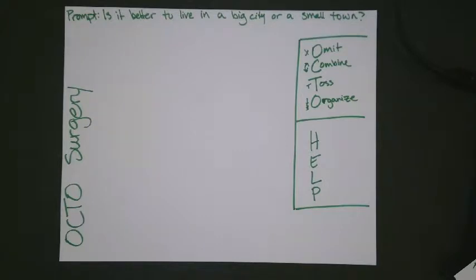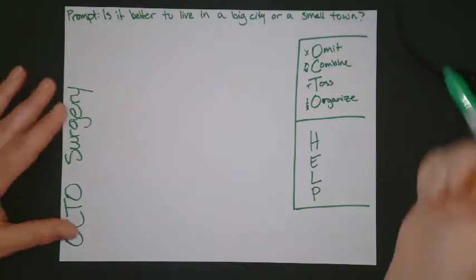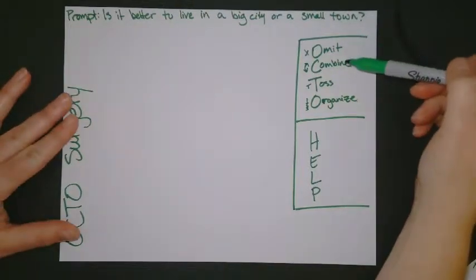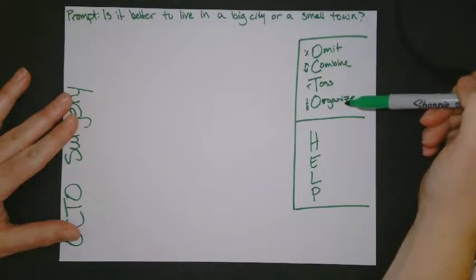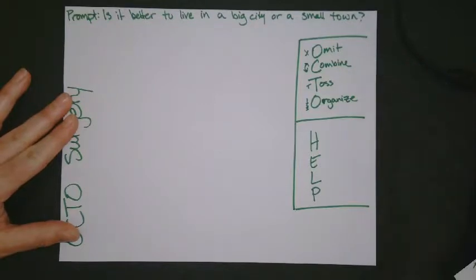It can be expository, rhetorical analysis, anything where you have to collect and decide on which topics you're going to use in your essay. So OCTO stands for Omit, Combine, Toss, and Organize. We're going to go through those steps as we work on our plan.